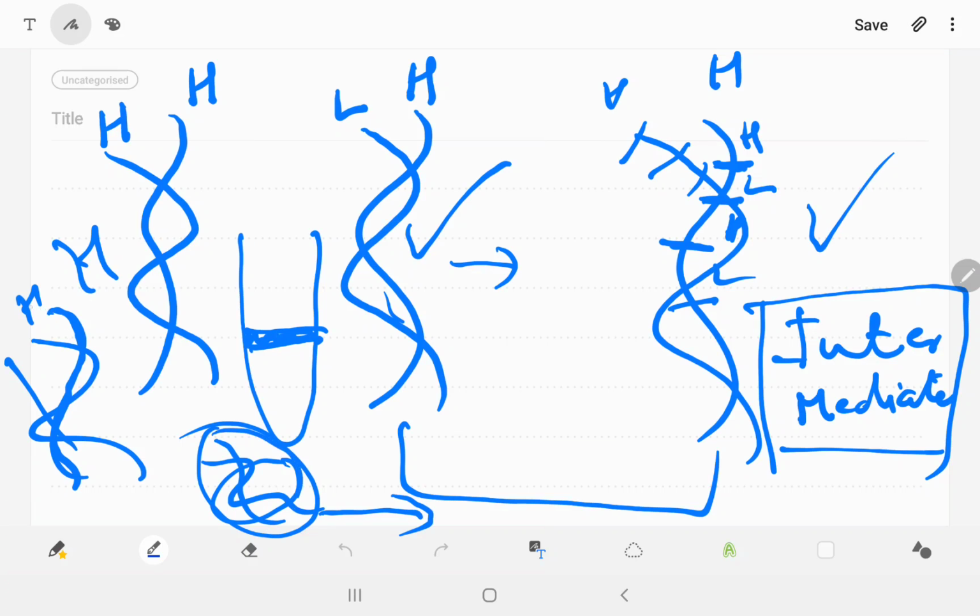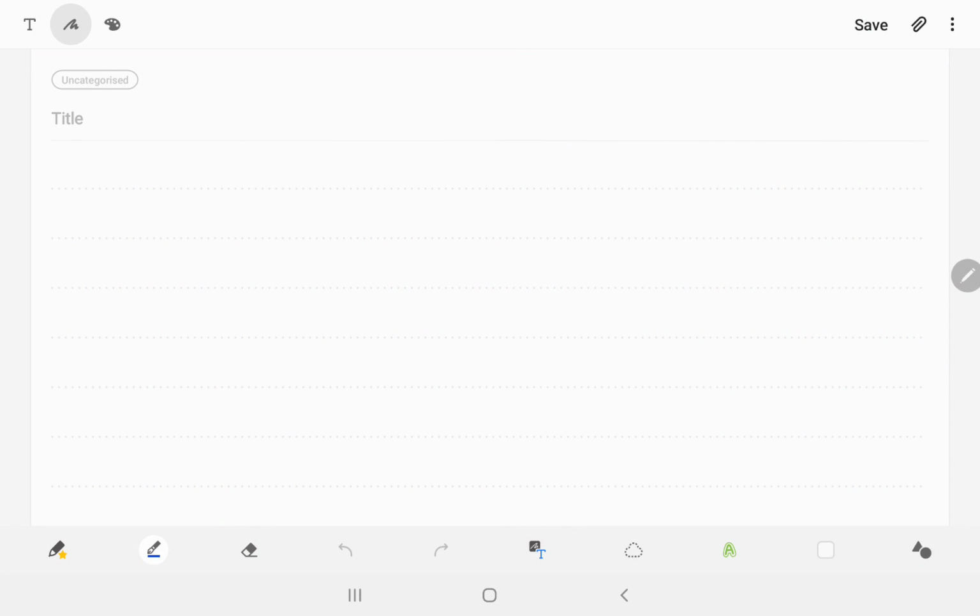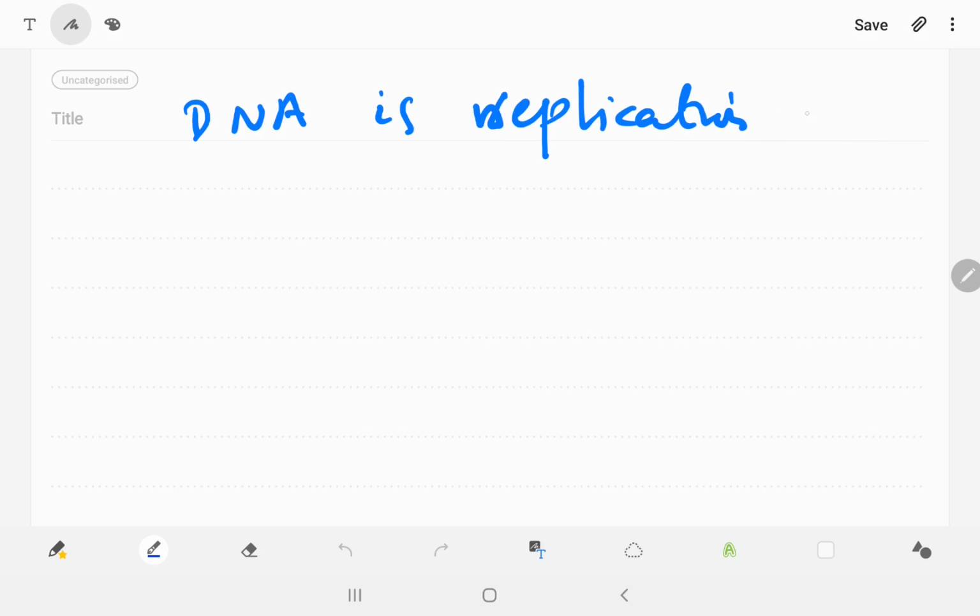Then you would have a heavy band separate and a light band separate. Instead of having an intermediate band, you would find one heavy band here for the parental and a light band here for the offspring. But you don't have that case here. You have just an intermediate band. From this intermediate band, it is very clear that DNA replication is not conservative.